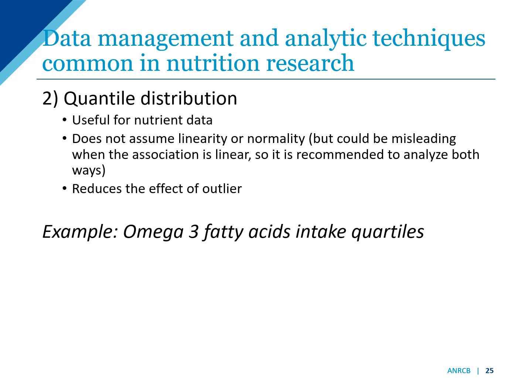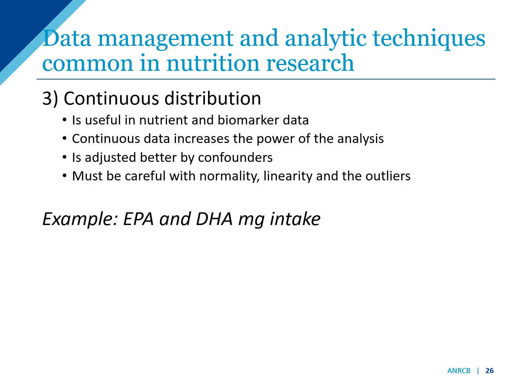Similarly, you may categorize your nutrient data into quantiles or quantile distribution, which can also help reduce the effect of outliers. One example of this is in omega-3 fatty acids, which are often measured in quartile intake. A continuous distribution is useful in nutrient and biomarker data. It increases the power of the analysis. You can look at confounders. This may be an example of measuring the milligram intake of these particular acids.